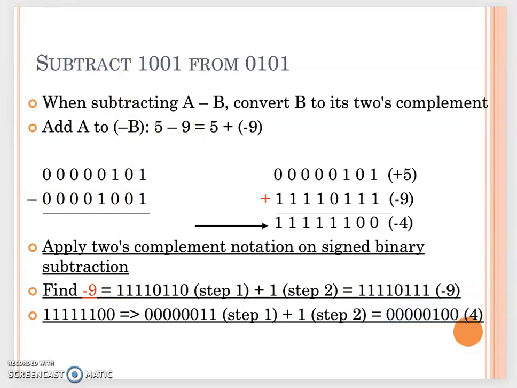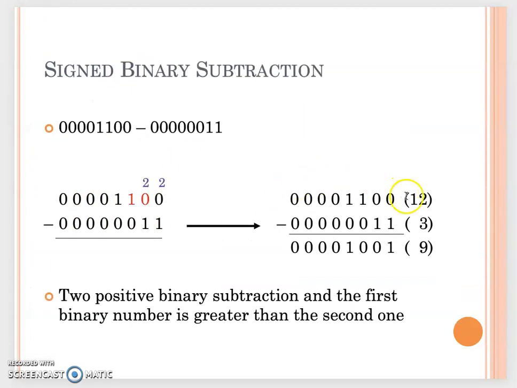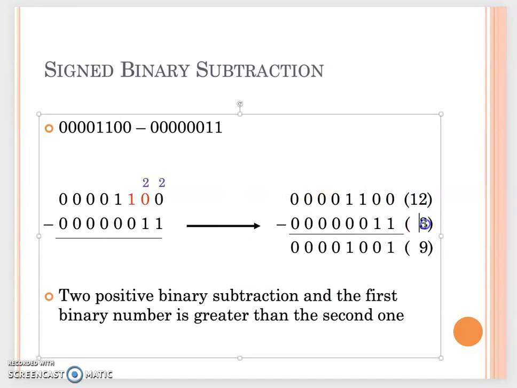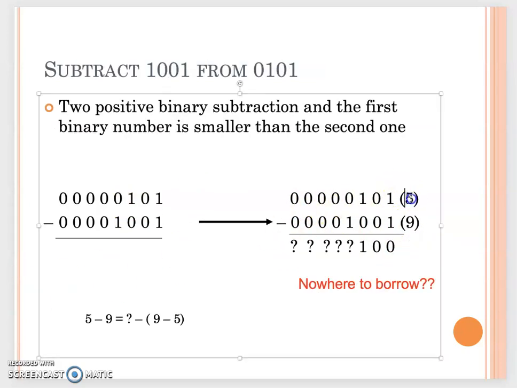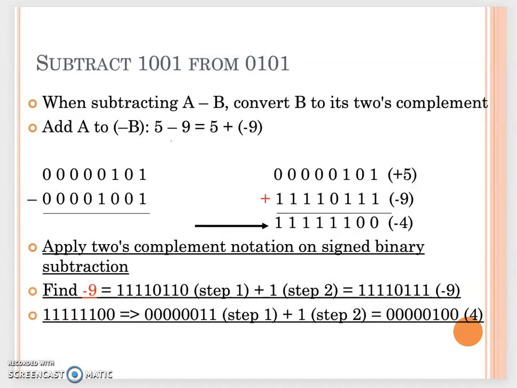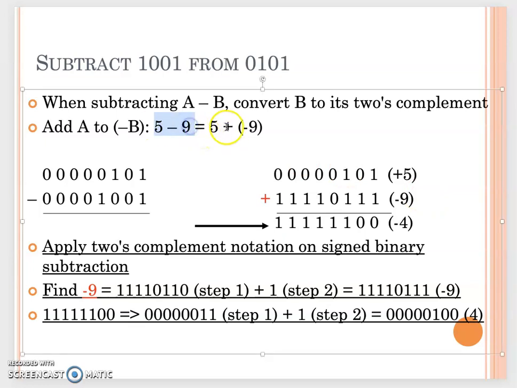Because one thing is, for example, if you have a bigger positive number minus smaller positive number, yeah, we can just do the subtraction, right? You can just borrow and subtract. However, sometimes if you have a smaller positive number minus bigger positive number, honestly, you don't know how to do the subtraction. So that's why in the binary system, you need to convert. Instead of doing the subtraction, you do the addition.